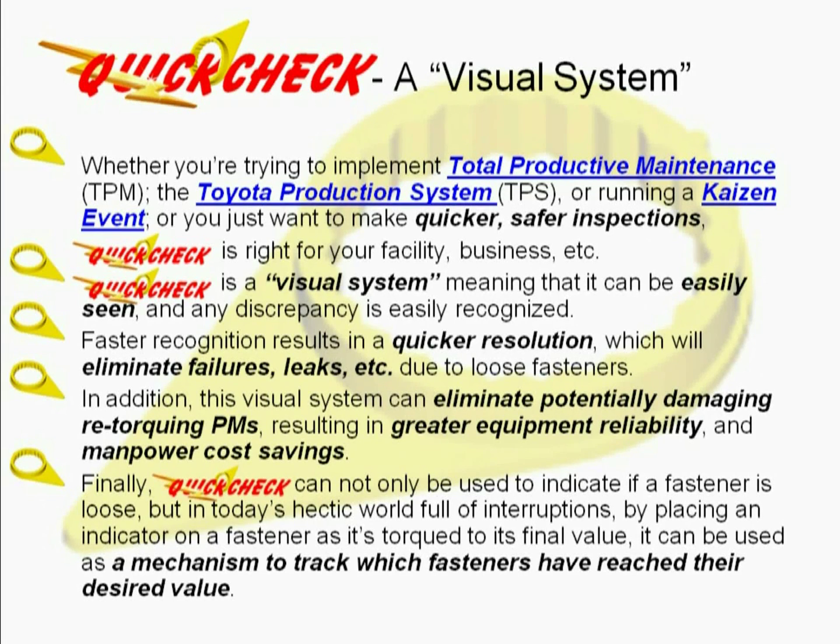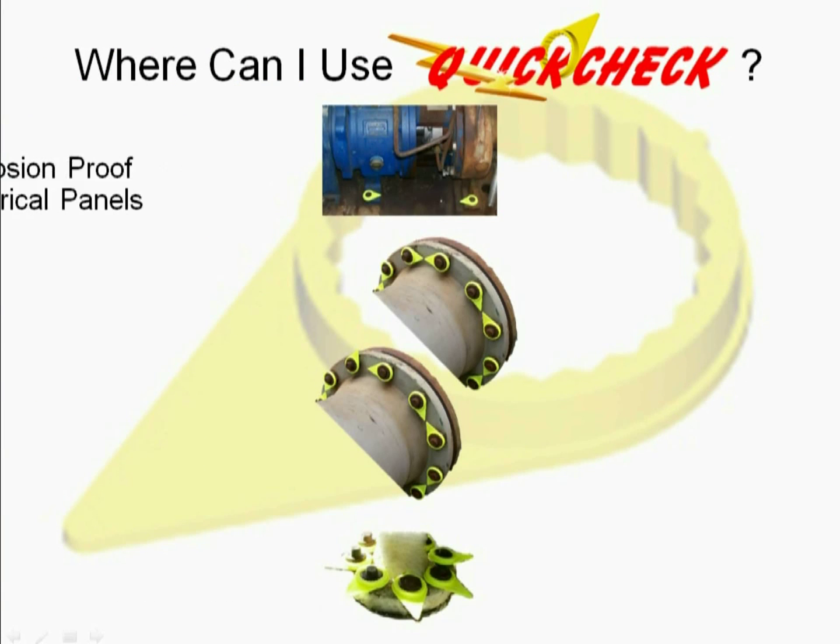Finally, Quickcheck can not only be used to indicate if a fastener is loose, but in today's hectic world full of interruptions, by placing an indicator on a fastener as it's torqued to its final value, it can be used as a mechanism to track which fasteners have reached their desired value.